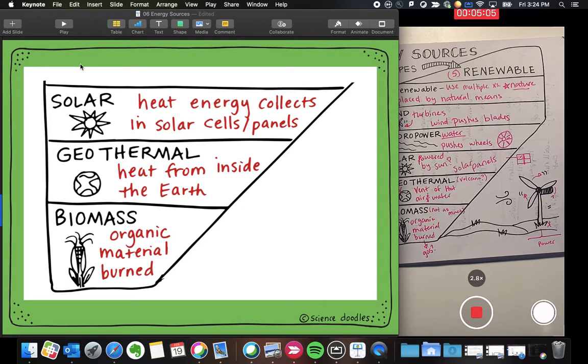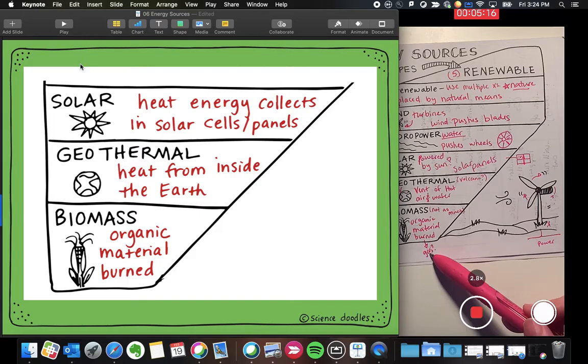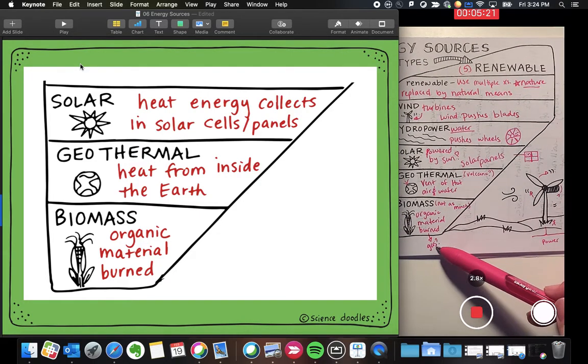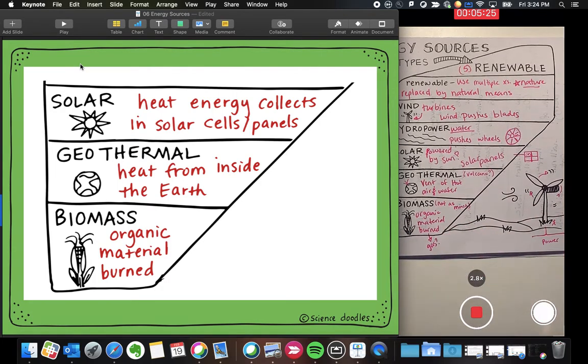Geothermal is heat from inside of the earth, and I wrote volcano over there. And then the last one is biomass. So it's organic materials that are burned. We don't use this very much in the US, but it can also be used as a gasoline. So they take organic materials that are left over, such as plants and animal waste, and they burn it to create a gasoline.